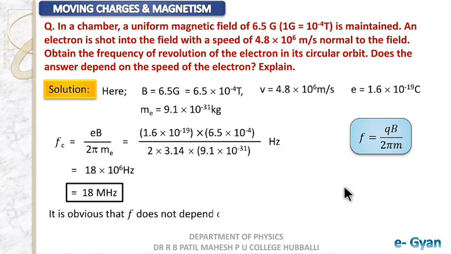And now we have to answer the question: does the frequency depend upon the speed of the electron or not? Here the cyclotron frequency does not depend upon the speed of the electron. The reason is, you can see here there is no term with the speed on the RHS of the expression for the cyclotron frequency. Moving ahead to the next question.